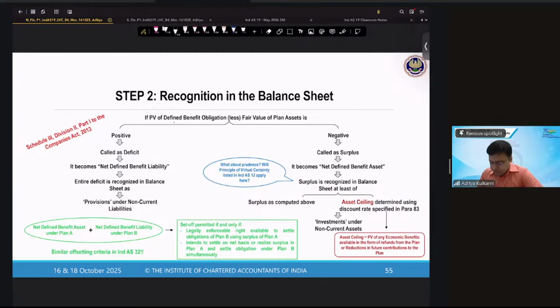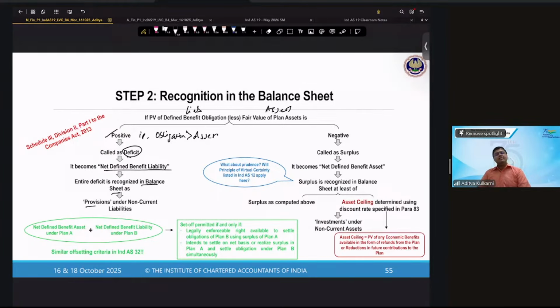All right. If the present value of defined benefit obligation, that is liability minus asset, is positive, that is, obligation greater than asset, we call it a deficit. And this sits as a net defined benefit liability. The entire deficit is recognized in the balance sheet as a provision.